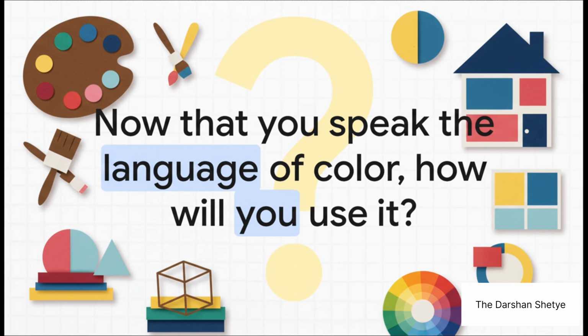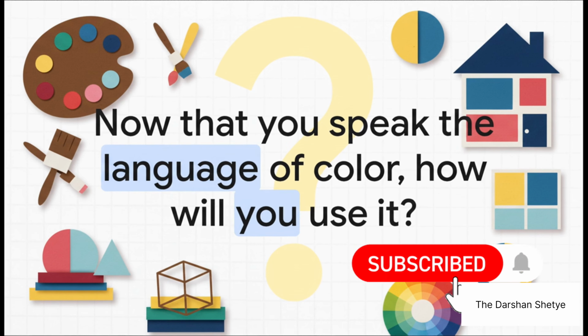So now you know. The next time you're trying to pick a paint color or describe something you saw, you can be way more specific. It's not just light red anymore, it's a tint of red. It's not just dark blue, it's a shade of blue. This is the actual language of visual art and design. So now that you speak it, how are you going to use it?